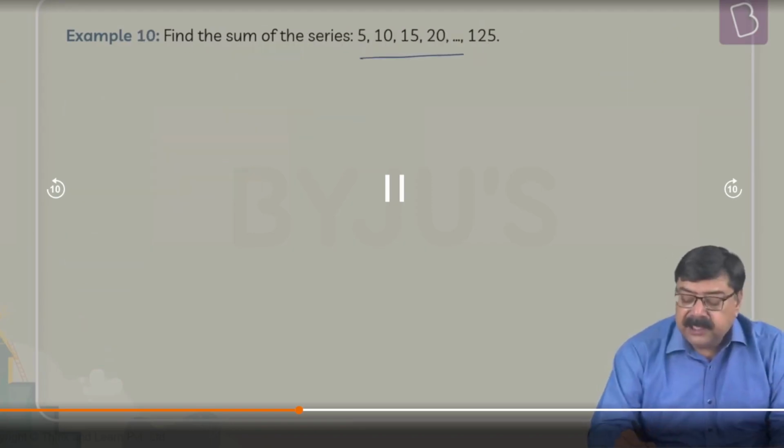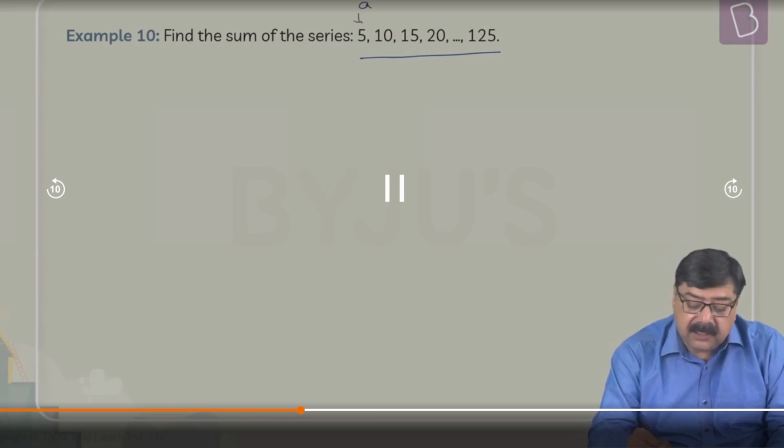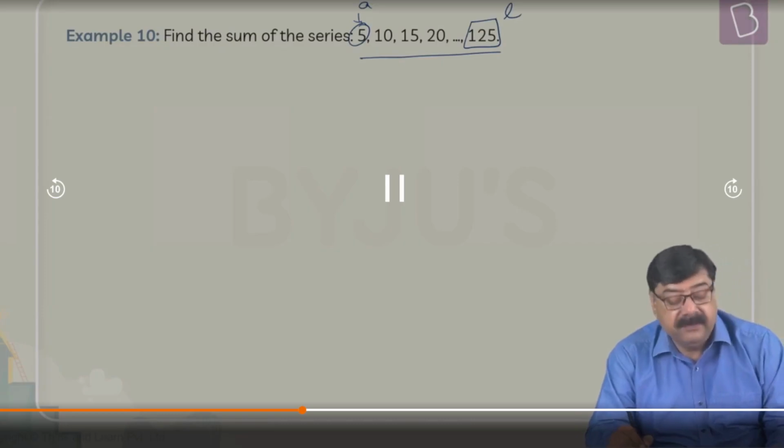Now find the sum of the series 5, 10, 15, 20 and so on till 125. Now here it is known that the value of A is 5 and also the last term is given to us, that is 125.